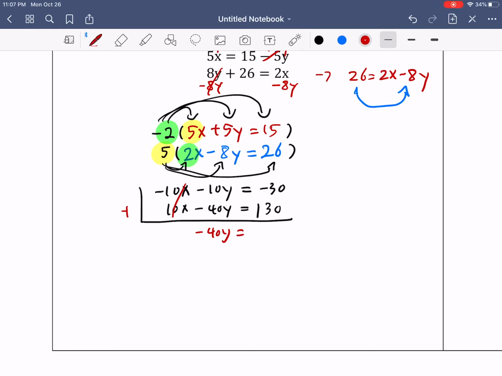I didn't do anything wrong, so yeah, I'm right. This one is going to be 100. If you divide by negative 40 on both sides, you get y equals negative 5 over 2 if you simplify.